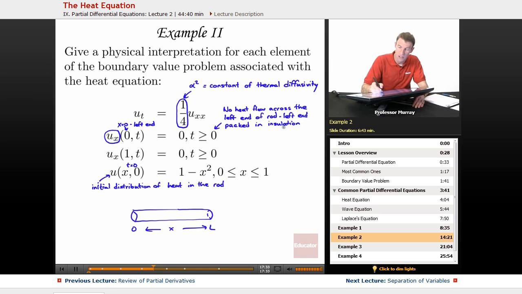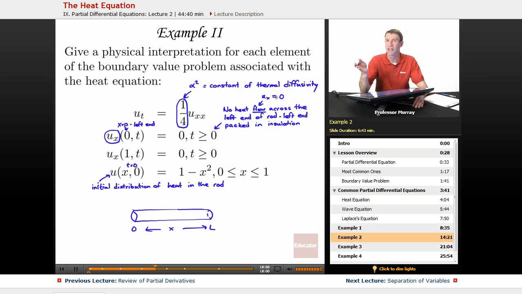Now I want to emphasize the distinction there. Before we had u(0,t) equal to 0, which meant the temperature was forced to be equal to 0. Now we have u sub x of (0,t) equal to 0. That means the temperature flow, the rate of change of the temperature, is forced to be 0. So this is really the effect of u sub x being equal to 0. There's no change in temperature across the left end of the rod.